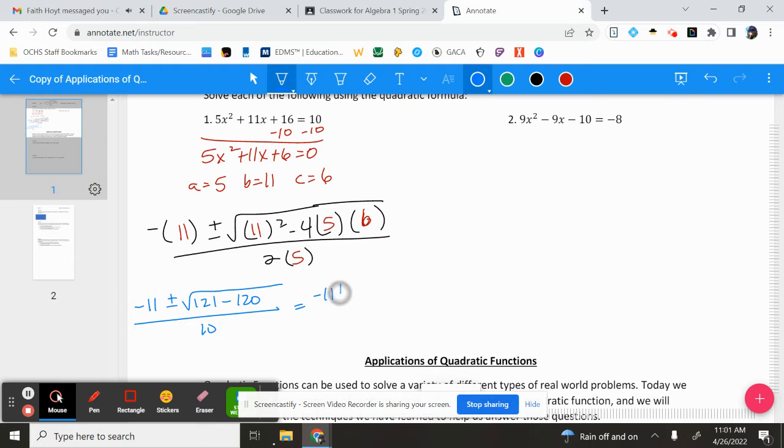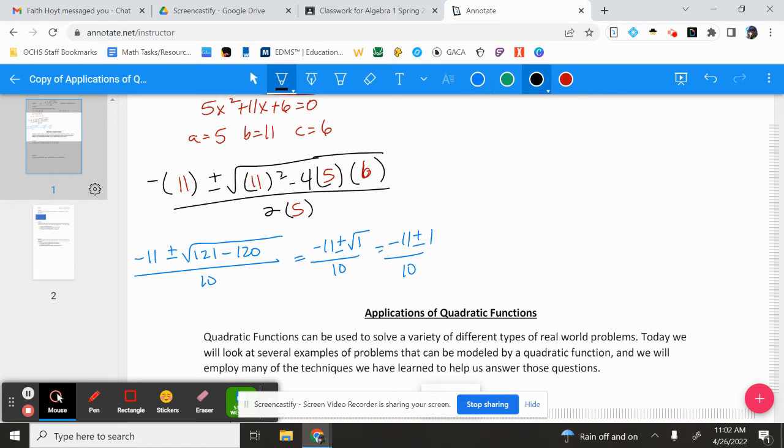So negative 11 plus or minus the square root of 1 over 10. Square root of 1 is 1, so negative 11 plus or minus 1 over 10. Our two answers come from negative 11 plus 1 gives me negative 10. Negative 10 divided by 10 is negative 1. Negative 11 minus 1 gives me negative 12.